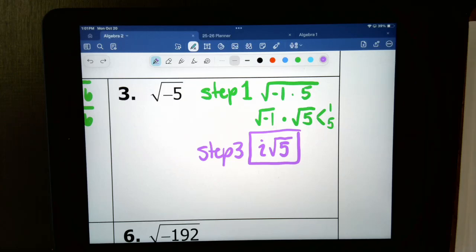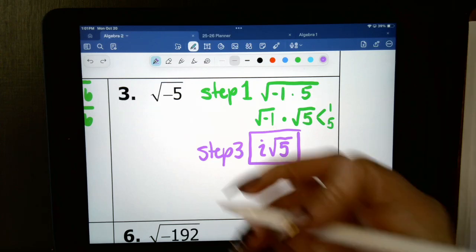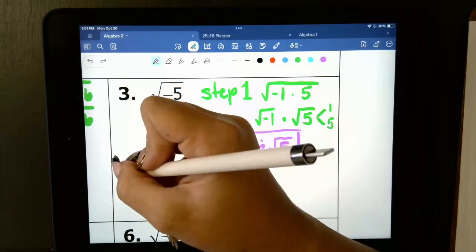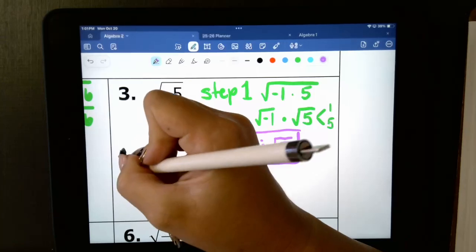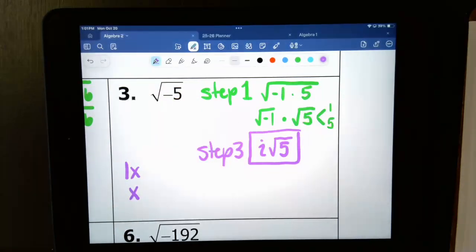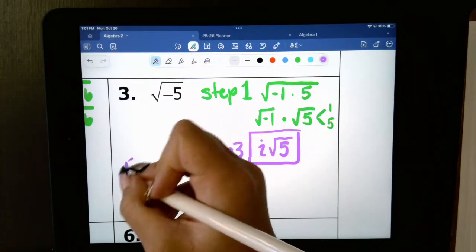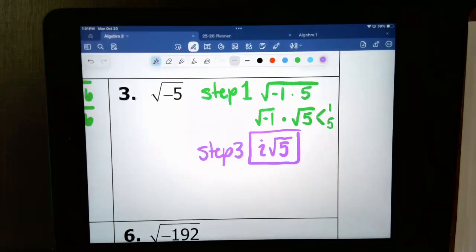1 is a perfect square, but when you're writing an equation, do you put 1x or do you put x? There's no need for the 1. It's understood. Does that make sense? The square root of 5 couldn't be broken down, but we pulled out the I.